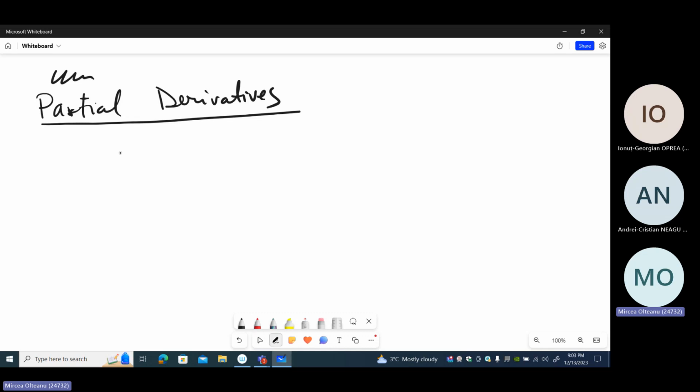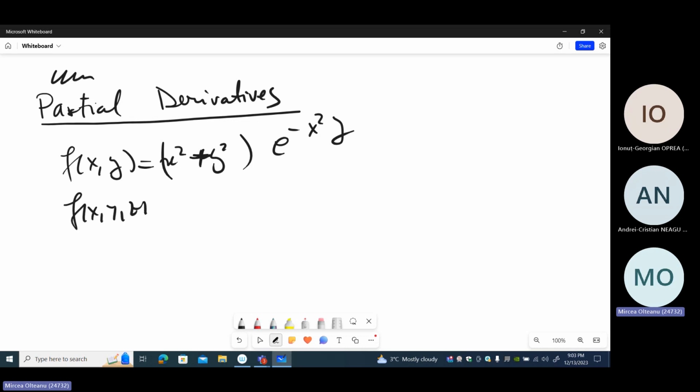Functions of 2 variables, 3 variables, these are the usual examples. For example, f of x and y equals (x squared plus y squared) times e at minus x squared y. This is a function of 2 variables, x and y. And so on, a function of 3 variables, f of x, y, and z. It's, let's say, xy plus z squared times e at minus x squared plus yz, and so on. Yes, functions of 2 and 3 variables.